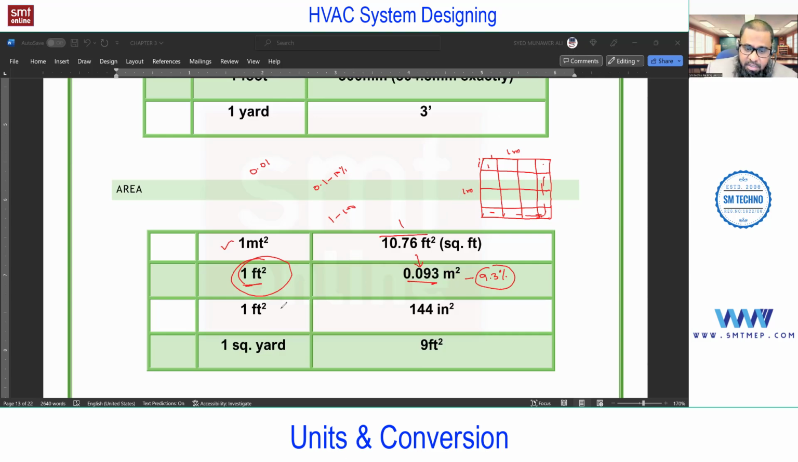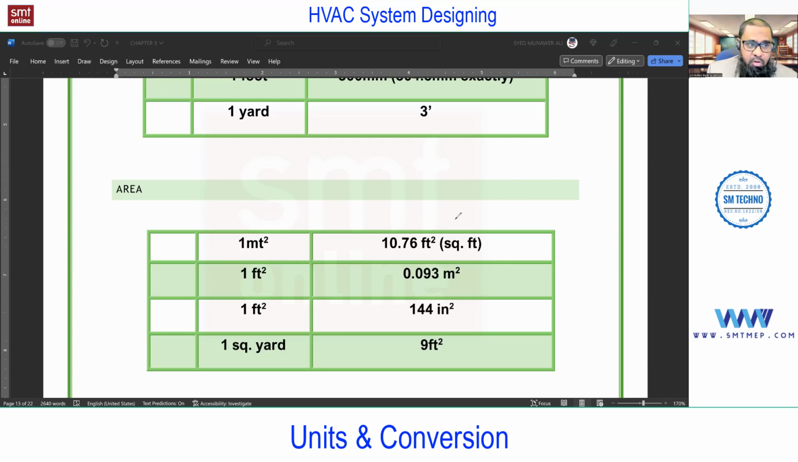Clear online? Next, similarly, 1 square feet in terms of square inches is 144 square inch. Sorry for that. Once again, 1 square feet in terms of square inch is 144 square inch. And easily you can relate this. If you want, you can practice this in AutoCAD also. I believe you already started AutoCAD.